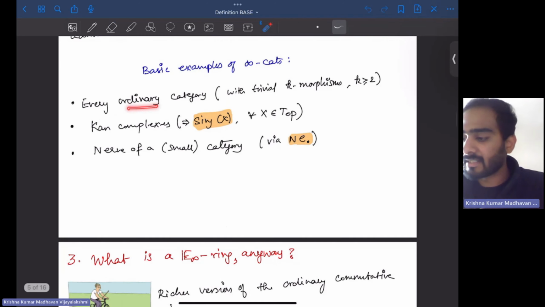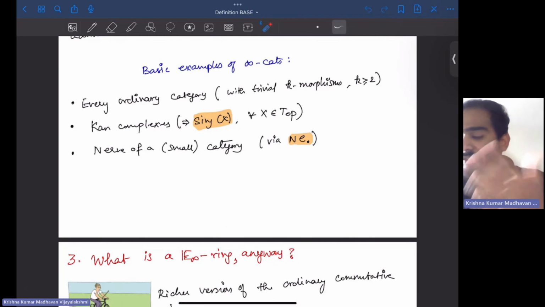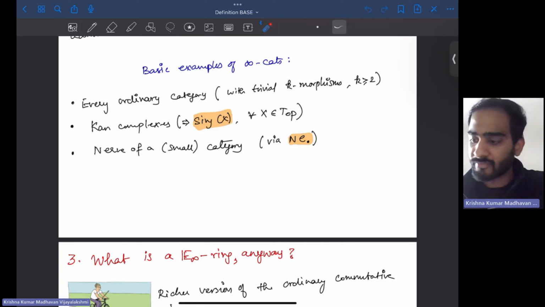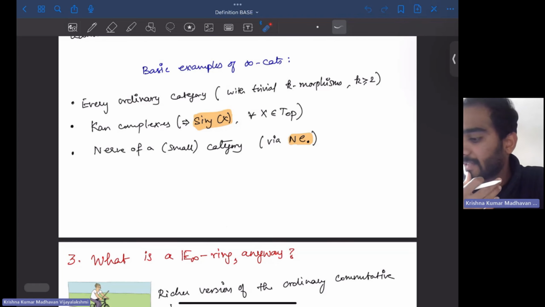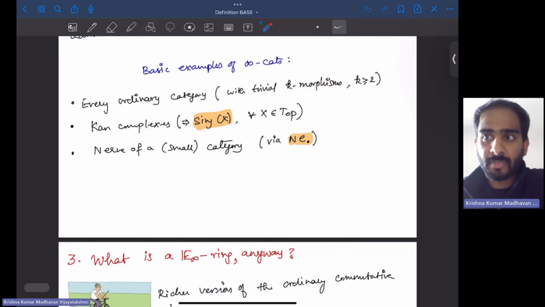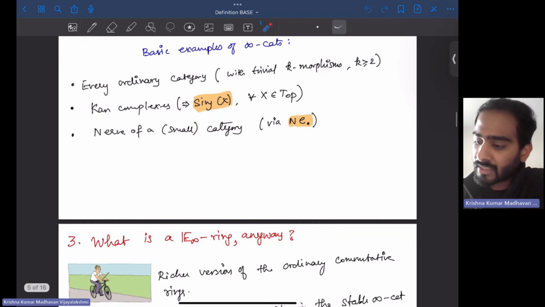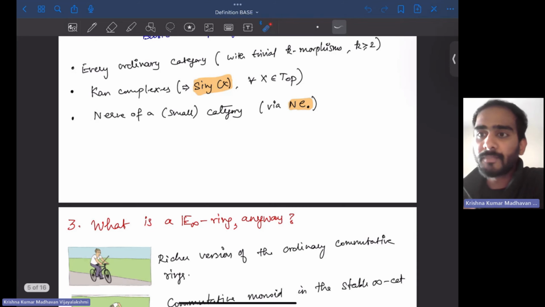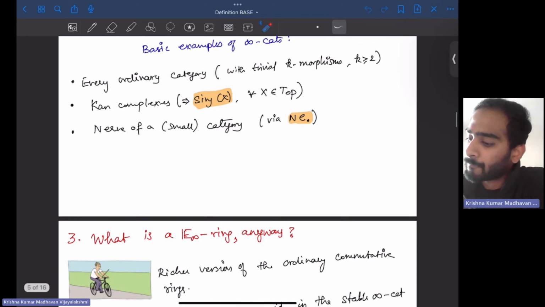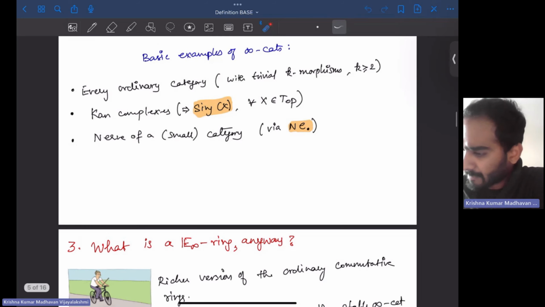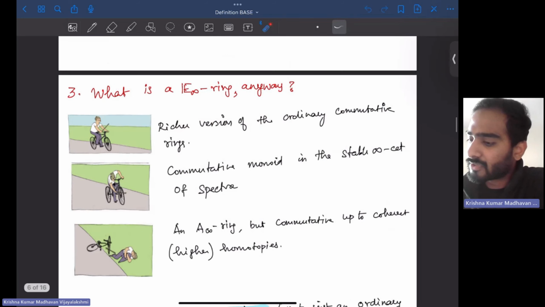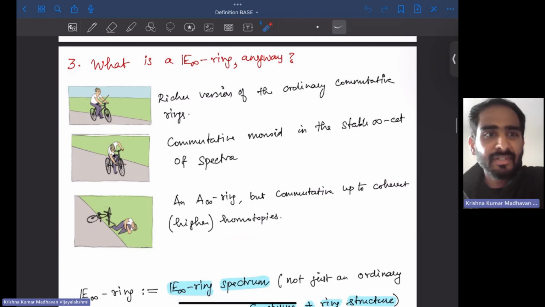Every ordinary category is an infinity category because there is no higher data, it's just trivial. And every Kan complex is an infinity category. For example, we have the singular construction of a topological space. It's a very natural construction of getting a simplicial set out of a topological space. That is an infinity category. And taking a nerve of a category is also an infinity category, right? So that being said about the infinity category, we'll go to this notion of E infinity ring.